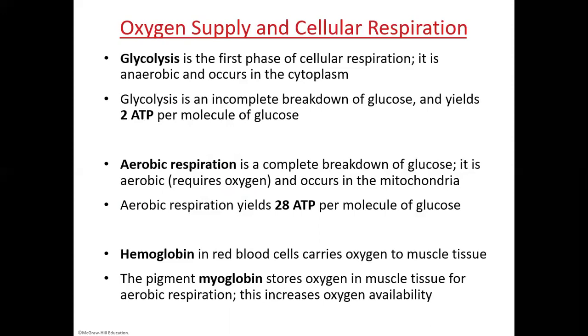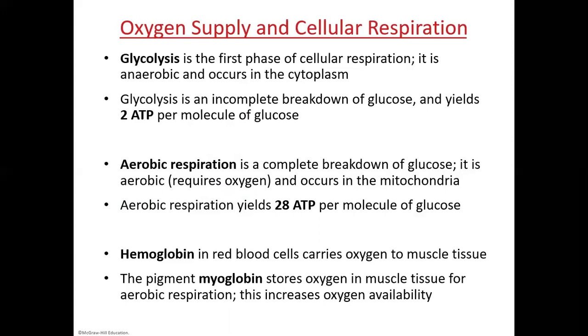Because muscle tissue needs such high quantities of ATP, it has its own special oxygen storage molecule called myoglobin. Myo for muscle, globin, it's in the same family as the hemoglobin proteins. So the myoglobin will store up extra oxygen in muscle tissue specifically to be used in muscle respiration to increase yields of ATP more quickly.